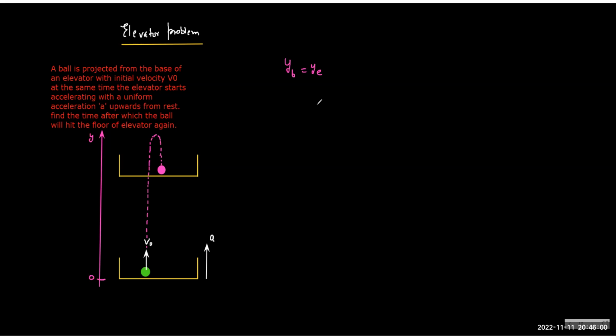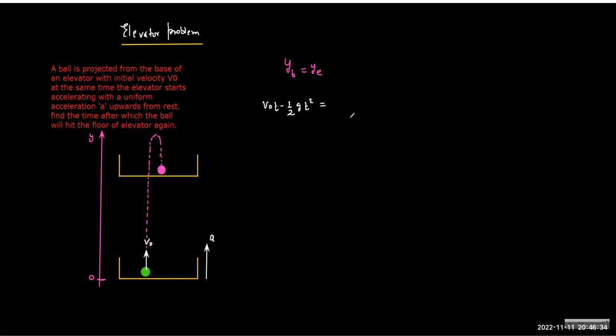So let's say t is the time after which it is happening. So write the displacement after time t and equate it. For the ball, I can write v naught t minus half g t square. Is this clear? The displacement from the bottom. If the initial velocity is v naught, in time t, how much will it travel upward? v naught t minus half g t square.